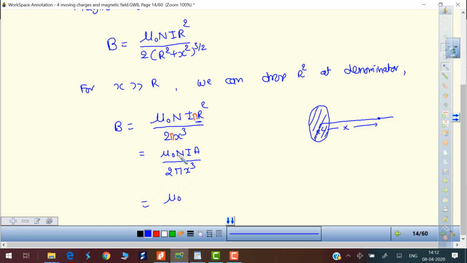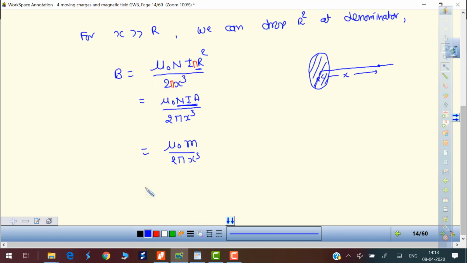So mu 0 N i A, just in last lecture we discussed, N i A is the magnetic moment. So I write magnetic moment M divided by 2 pi x cube. Still do some changes because I want to compare it with electric field. So I multiply and divide by 2. So this becomes 4 pi, and here it becomes 2M upon x cube. So this is the magnetic field at a very large distance of the coil.